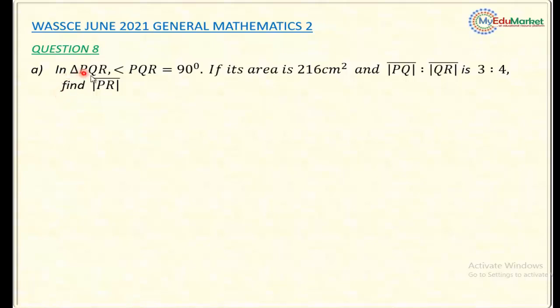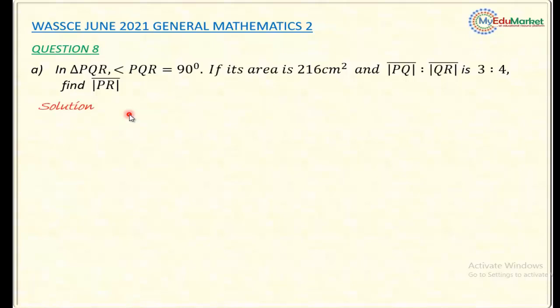In a triangle PQR, the angle PQR equals 90 degrees. If its area is 216 centimeters square and the ratio of the length of the side PQ to that of the length of the side QR is 3:4, the question asked is to find the length of the side PR. So let me attempt to answer this question now.